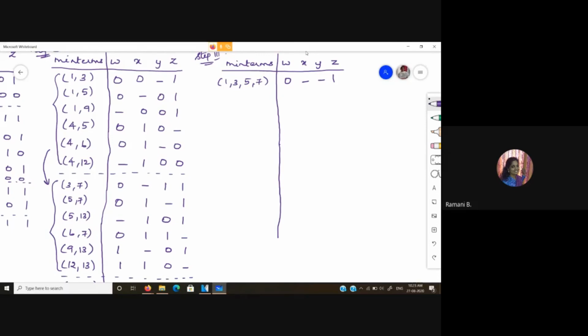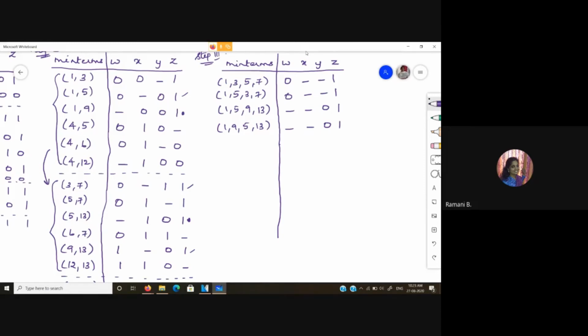Next we have 1, 5, which has dash in X position, and we have to compare it with 3, 7 and 9, 13. So comparing with 3, 7, we have 0 dash dash 1. Comparing with 9, 13, yes, there is a possibility. So 1, 5, 9, 13. So that gives me dash dash 0 1. Okay. Next, comparing 1, 9. So 1, 9 has dash in W position, and here we have dash in the W position for 5, 13. So 1, 9 and 5, 13. That gives us dash dash 0 1.